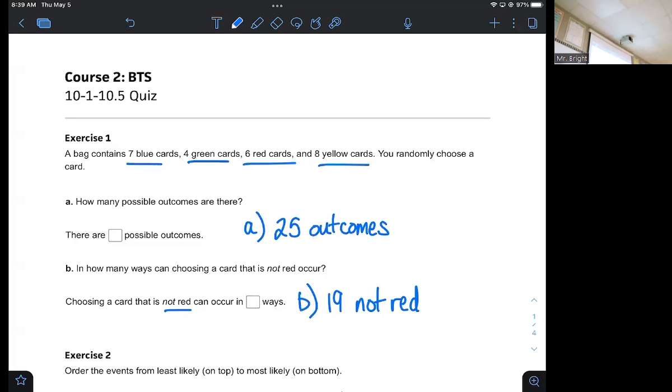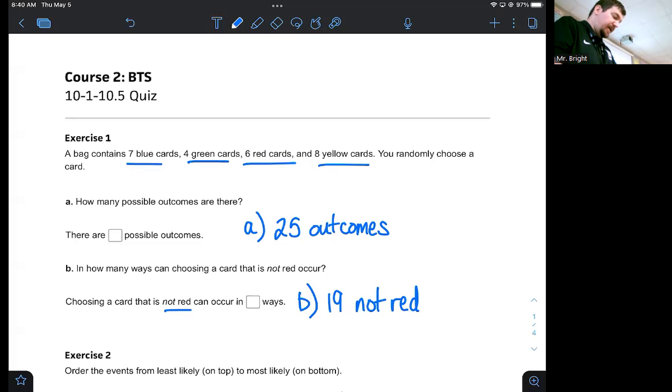I said 7. Okay, so on our practice quiz, number 1, part A, how many possible outcomes are there? The bag contained 7 blue, 4 green, 6 red, and 8 yellow cards. So we combined those together by adding and said that that was 25 cards, so 25 outcomes.